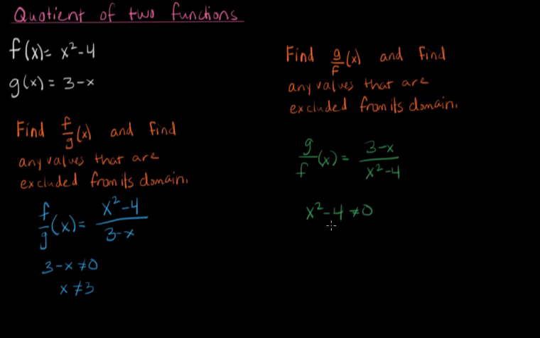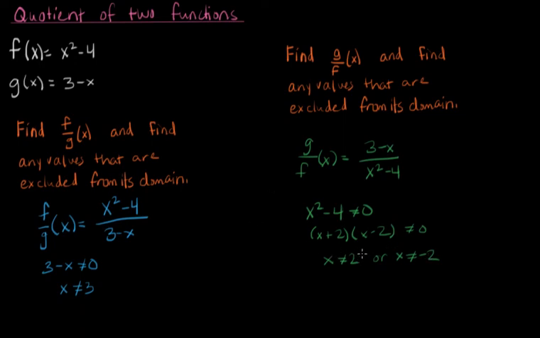Which means that we can either factor this, or you can move it over to the other side and take the square root of both sides. But let's just go ahead and factor. So this is x plus 2 times x minus 2 cannot equal 0. So that means that x cannot equal 2 and x cannot equal negative 2.